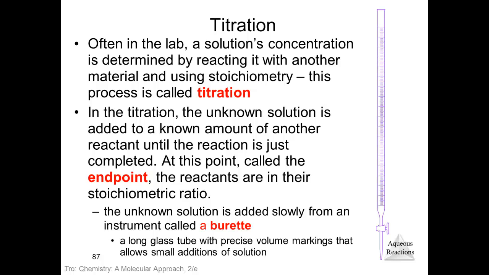And then we're going to add the known amount of solution to the unknown solution until the reaction's just completed. So we try to stop the second that the moles of our known solution are equal to the moles of the unknown solution. And this point, again, is called the end point. The reactants are in their stoichiometric ratio. So 1-to-1 or 2-to-1, whatever it is, we have that perfect mole ratio right there.